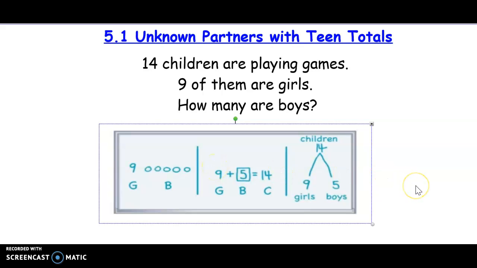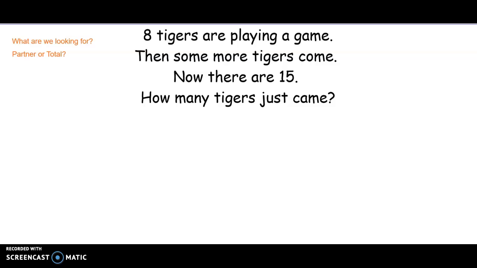Or we could use a math mountain because we know that there are 14 children playing games. The problem also tells us that there are 9 of them that are girls. So the unknown would be the boys, and we'd use the same method to find that answer. Okay, so that's kind of what we're going to be working on today. And let's try another one.